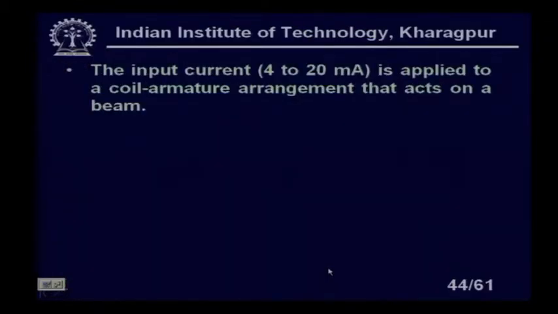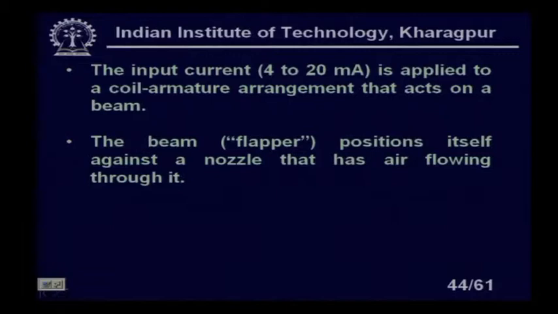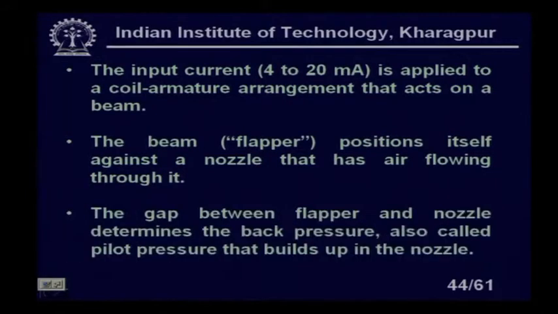Now, input current of 4 to 20 milliampere is applied to a coil armature arrangement that acts on a beam. The beam is now the armature, okay, or flapper, whatever you call it. We are no more calling it flapper, we are calling it a beam. The beam positions itself against a nozzle that has the air flowing through it. The gap between the flapper and the nozzle determines the back pressure, also called the pilot pressure, that builds up in the nozzle, okay. So, this is the pilot pressure in the nozzle.